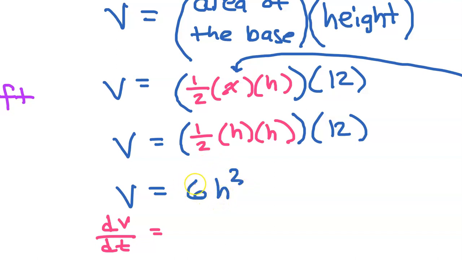So for the derivative of the outer function, I'm doing the power rule, so 2 times 6 is 12. So I have 12h, but now I have to multiply by the derivative of the inner function. And that's just going to be dH dt.